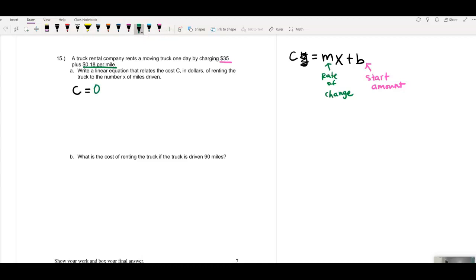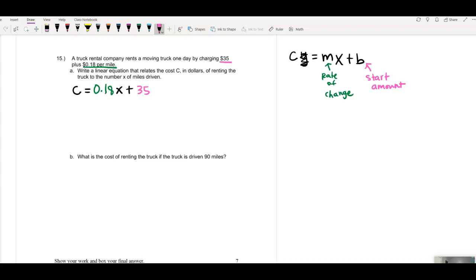18 cents, or 0.18x plus 35. Right, because that 35 is our flat fee. So that's our equation. Then it asks, what is the cost of renting the truck if the truck is driven 90 miles?